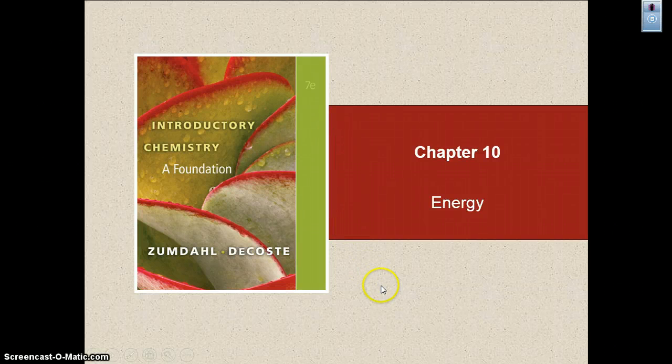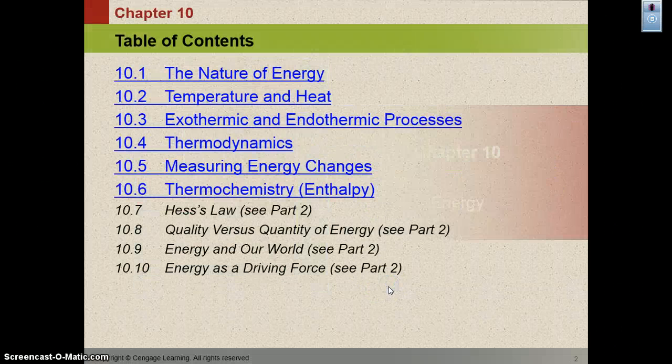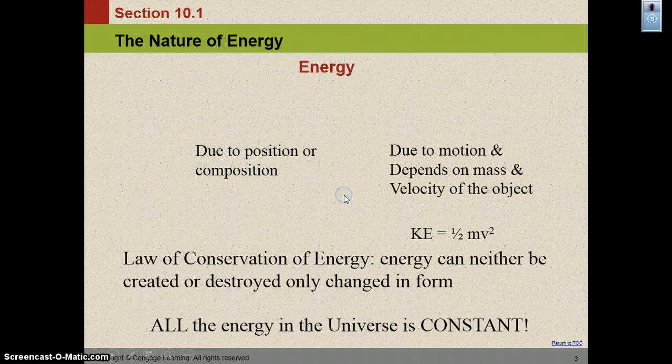We're going to start the lecture on Chapter 10, Energy. Today we're going to focus on 10.1, the nature of energy, and 10.2, the relationship between temperature and heat. So let's take a look at the nature of energy to begin with.